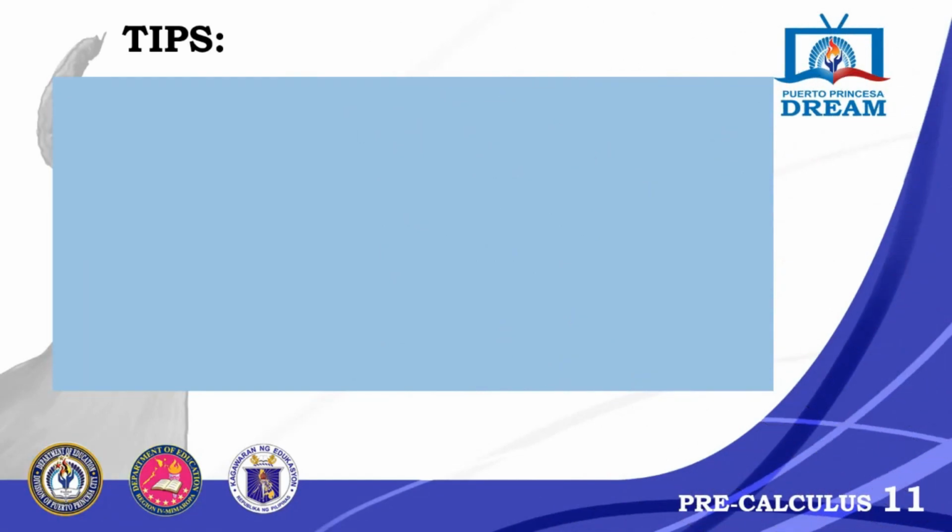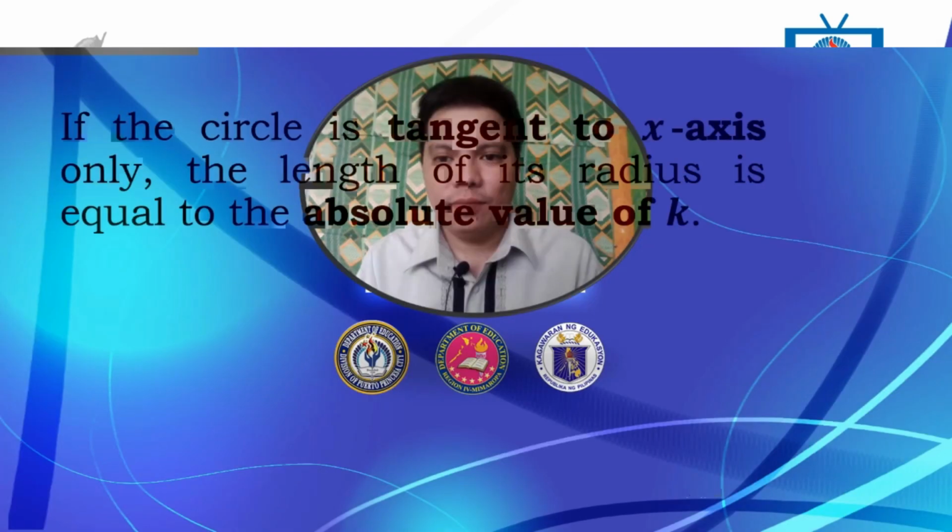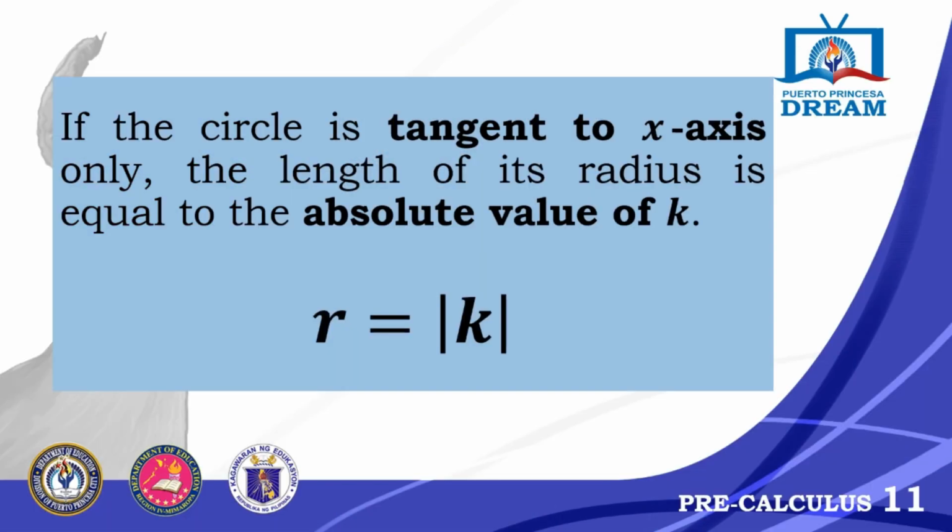If you encounter any problem about writing the equation of a circle that involves tangent to x or y axis, here are the tips for you that will save your time. If the circle is tangent to x-axis only, the length of its radius is equal to the absolute value of k. This concept was applied to the last problem that we solved. And, if the circle is tangent to y-axis only, the length of its radius is equal to the absolute value of h.